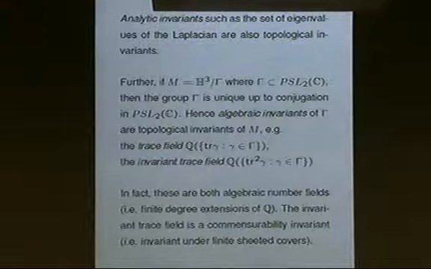You can also look at the invariant trace field. Here's another way to describe it: it's the extension of the rationals generated by all the squares of traces. I guess you can show that that matches up with Walter's definition. In fact, both of these things are algebraic number fields. The trace field is not necessarily invariant under commensurability, but this invariant trace field is actually a commensurability invariant, as Walter mentioned yesterday. And then you can look at other things like the invariant quaternion algebra. That's another important algebraic invariant.